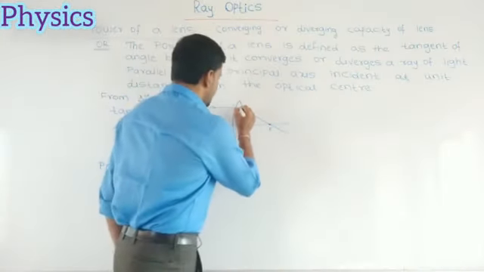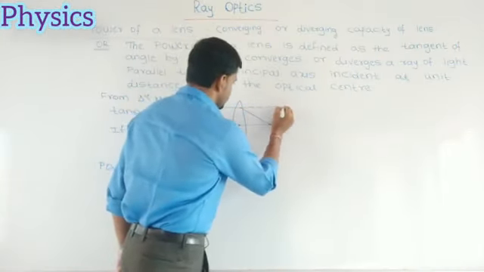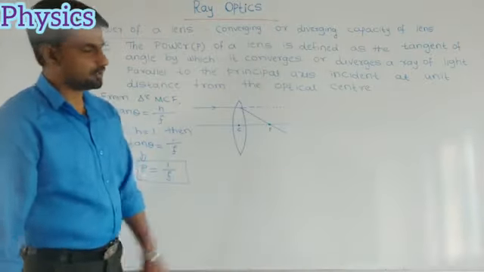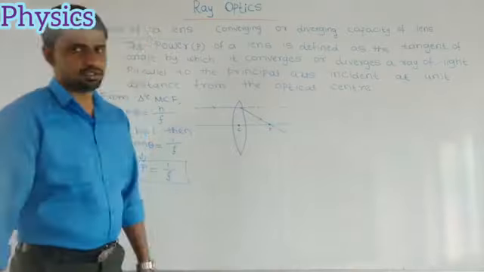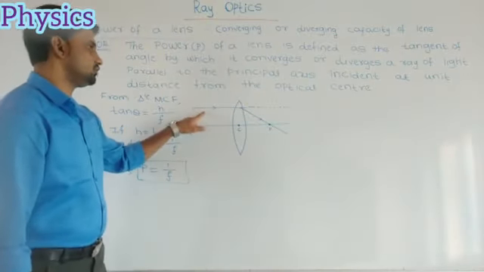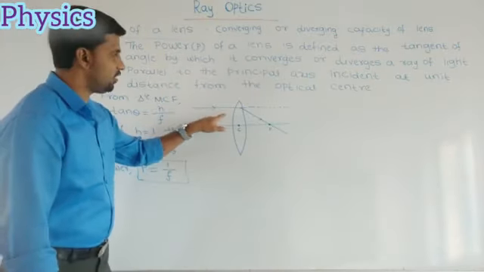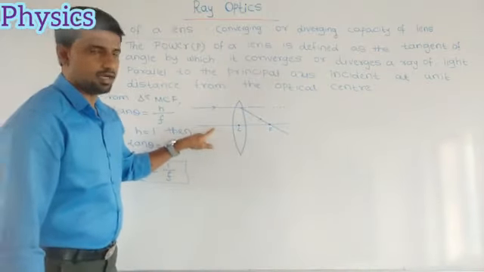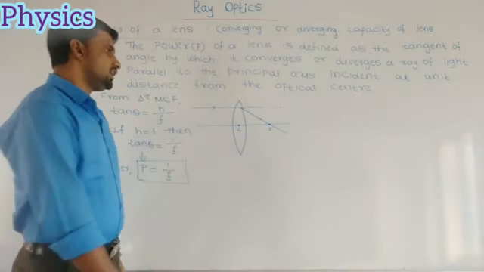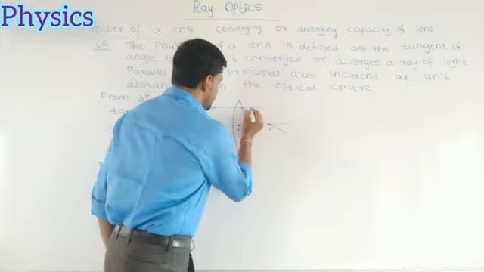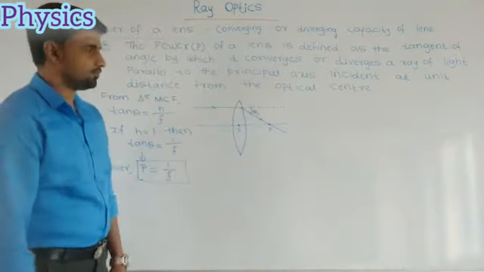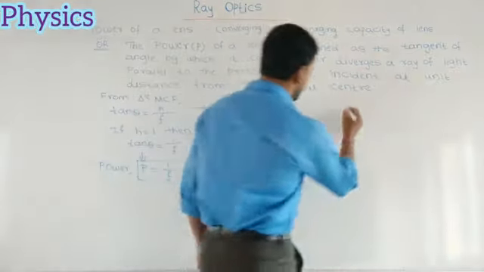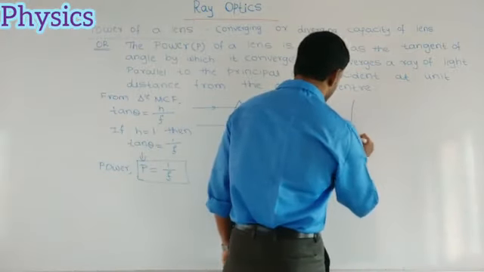And this is the actual path of this ray. Because of refraction, it will pass through the principal focus of the lens, because I am going to incident a ray of light which is parallel to the principal axis. And it makes an angle theta 1. This is the bending angle.